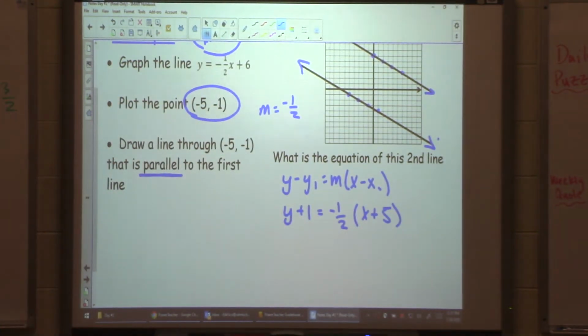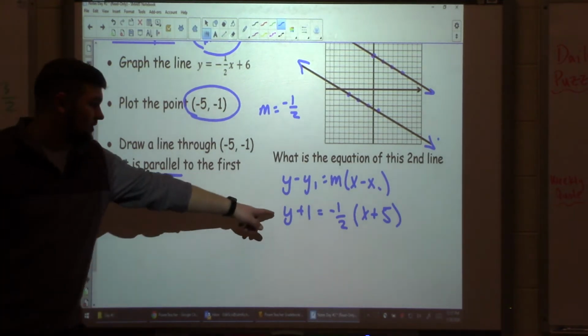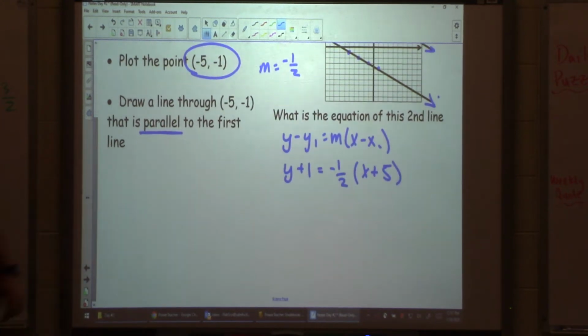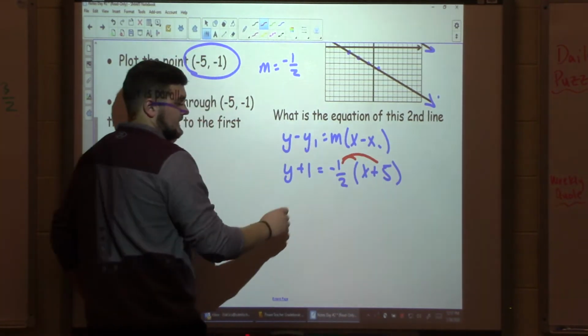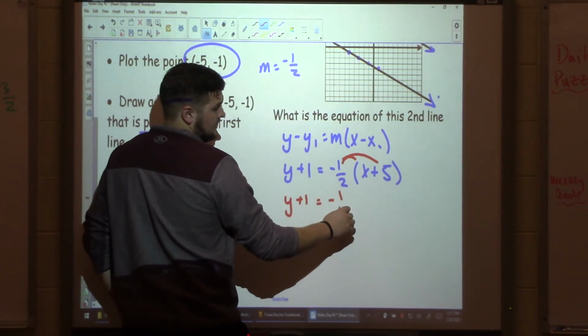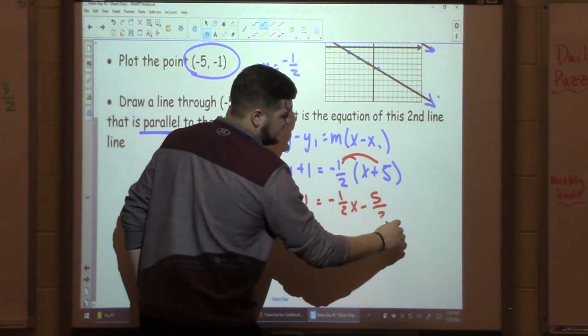So, if it asks you just for an equation, I would accept that. You could leave that as your answer. Now, there might be a good chance that it might ask you to write it in slope-intercept form. You can go from point-slope to slope-intercept form pretty easily. How can we do it, AJ? You can distribute the negative 1/2 to x and 5. Perfect. Distribute negative 1/2. Y plus 1 equals negative 1/2 x minus 5/2.